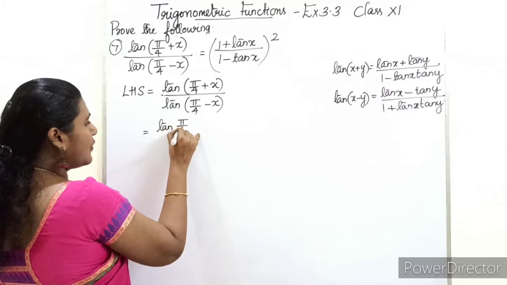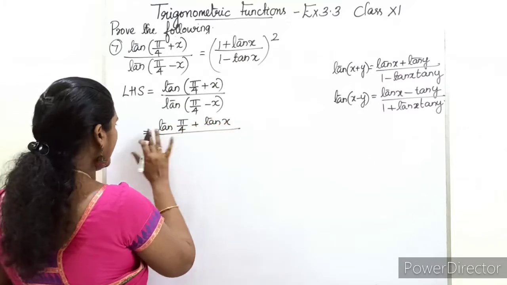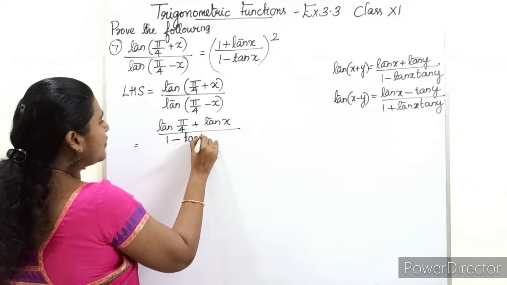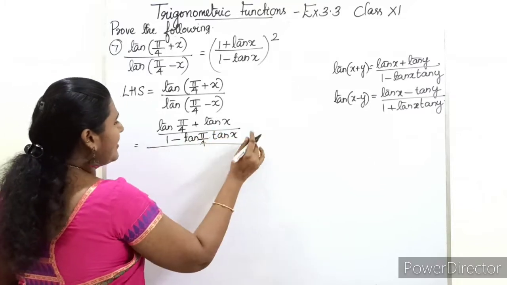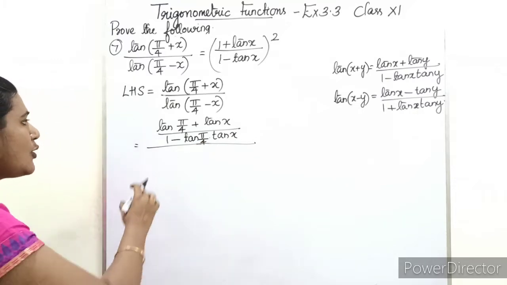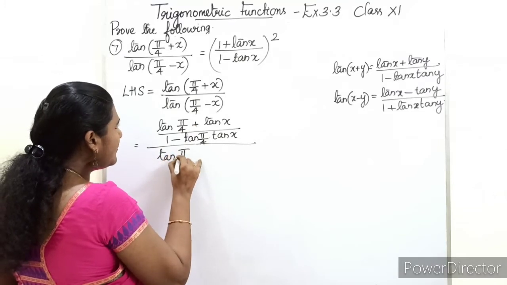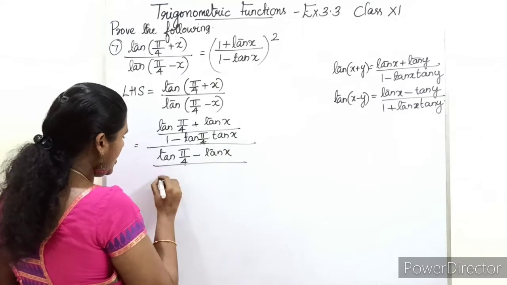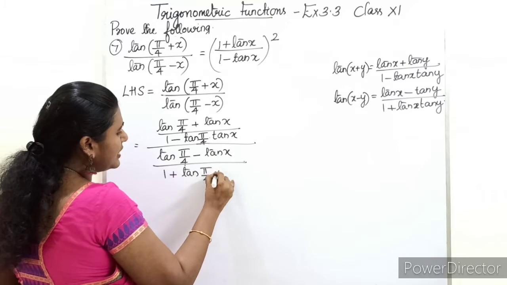Tan(pi/4) plus tan x divided by 1 minus tan(pi/4) into tan x. So we have applied the formula in the numerator. Now denominator also we will use the formula. So tan(pi/4) minus tan x divided by 1 plus tan(pi/4) into tan x.